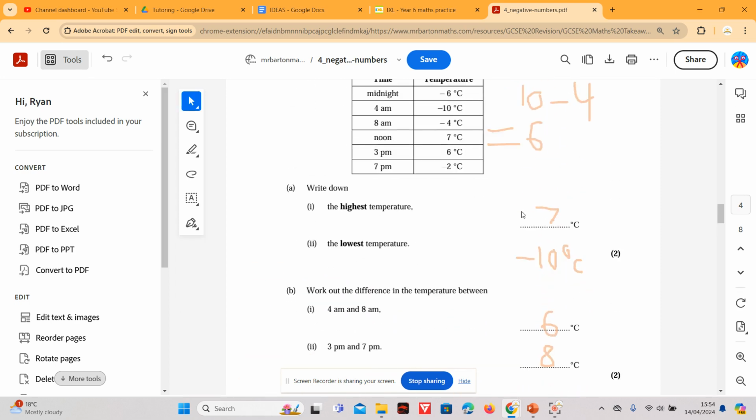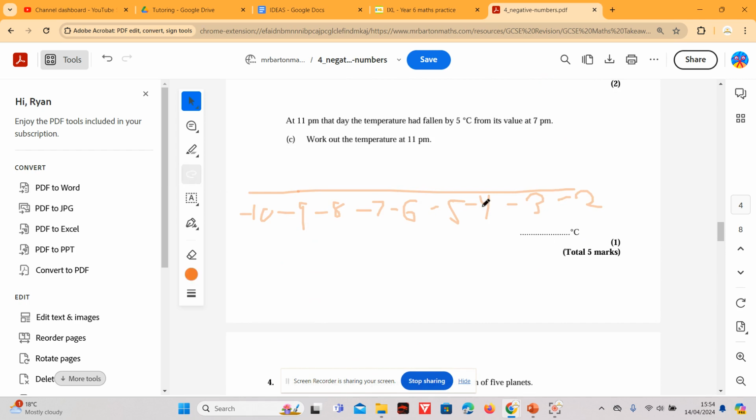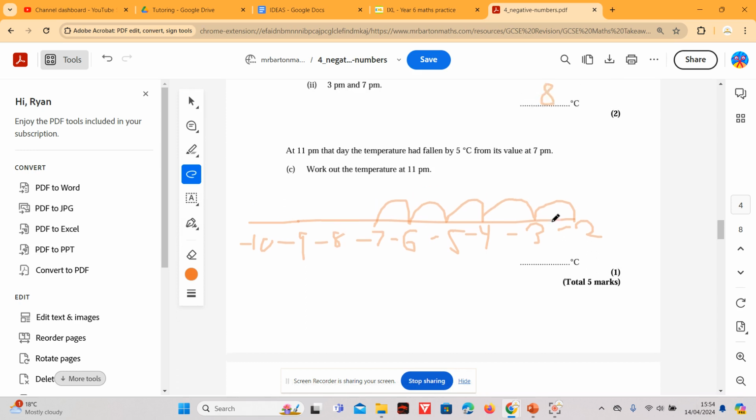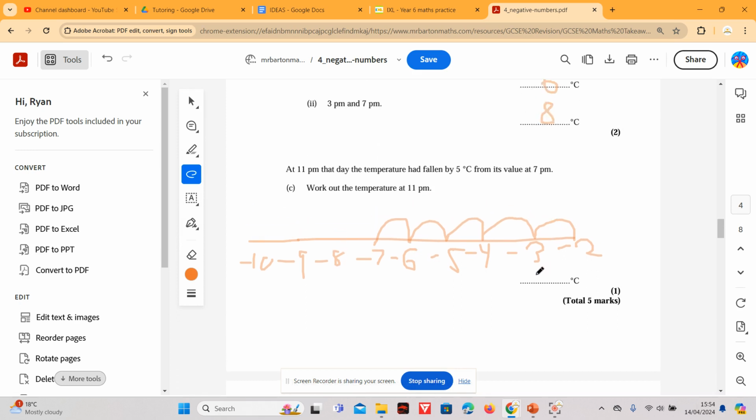So its original value is -2, and we've got to go down by 5 degrees. Let's do it together: 1, 2, 3, 4, 5. So our answer would be -7. Not -7, sorry, it would be 5 degrees, I beg your pardon. Wait, no, it wouldn't. The new temperature would be -7. Yeah, that's fine, that's my fault. The new temperature is going to be -7.